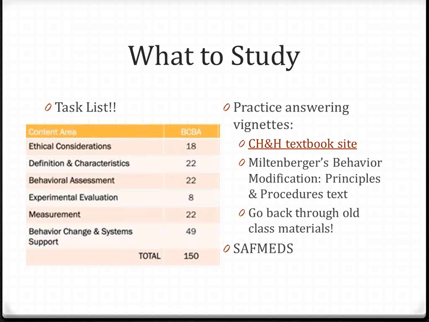If you go on the Cooper, Heron, and Heward textbook website, and again, you can access the link when I actually post the PowerPoint, for each chapter, there's a ton of resources, including guided notes and outlines.